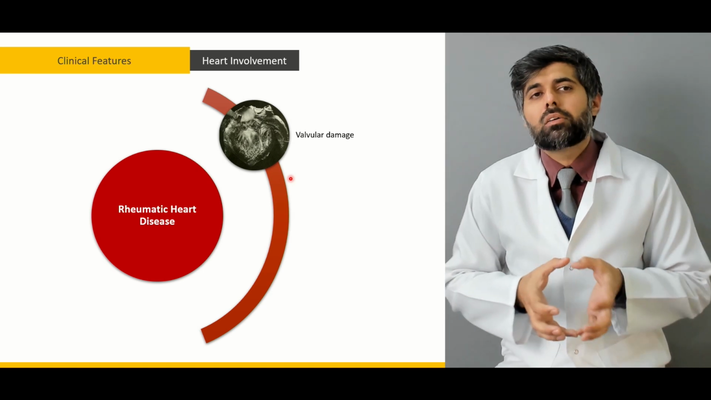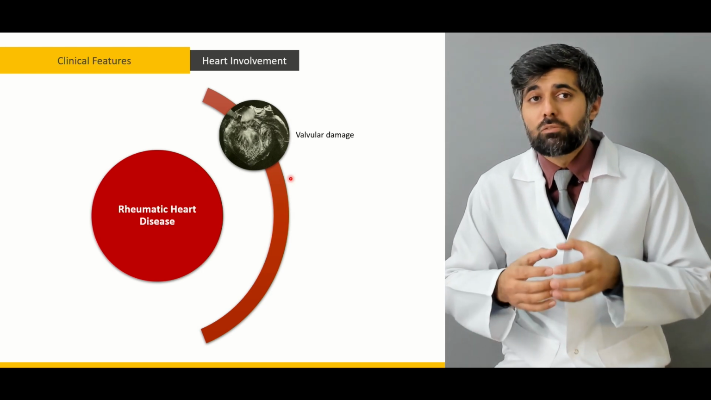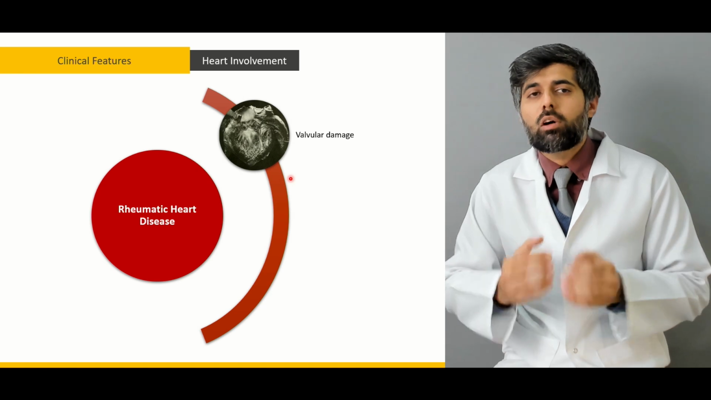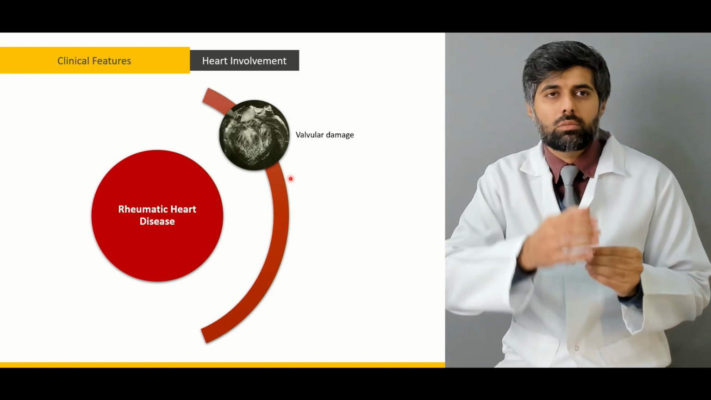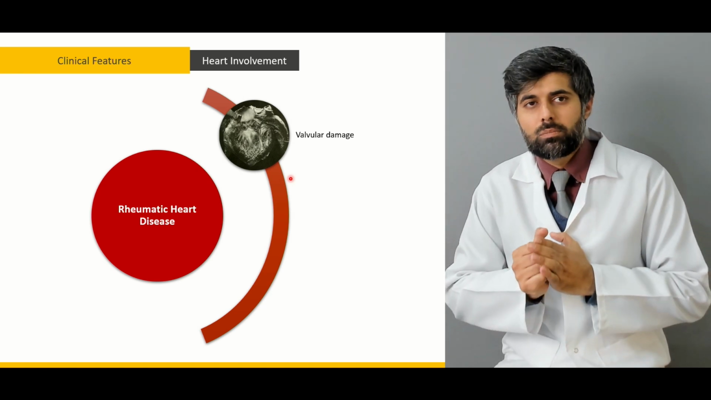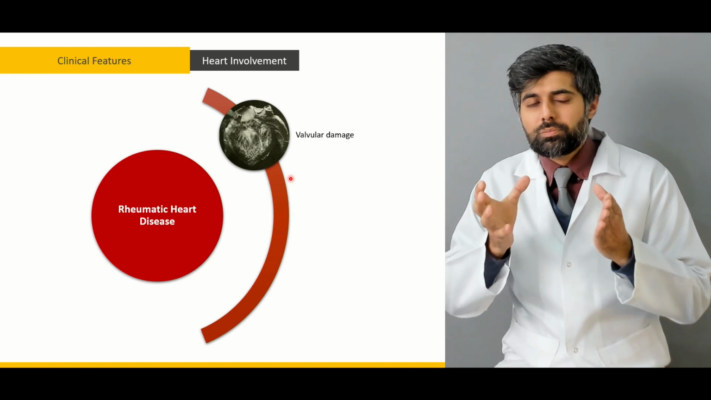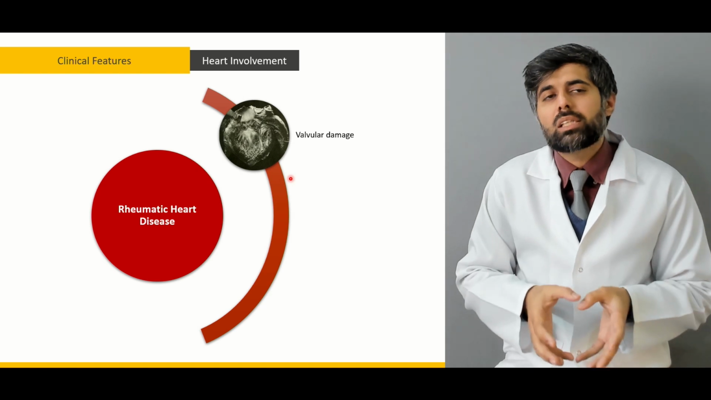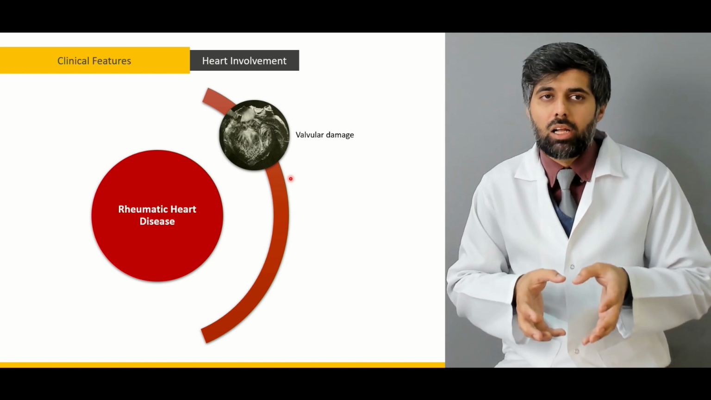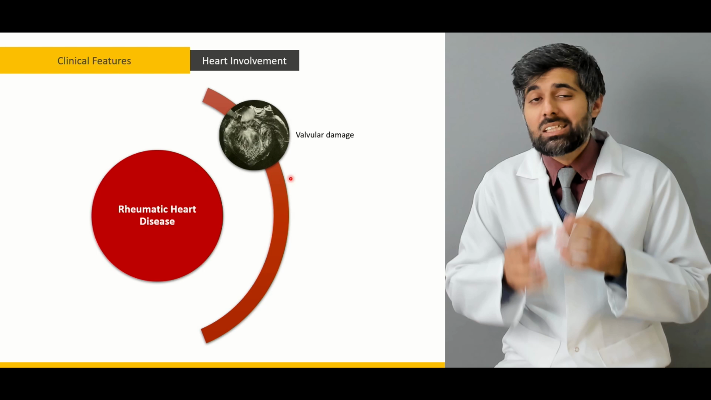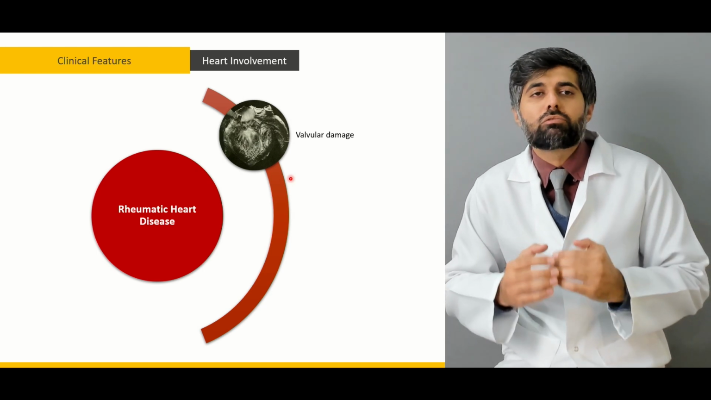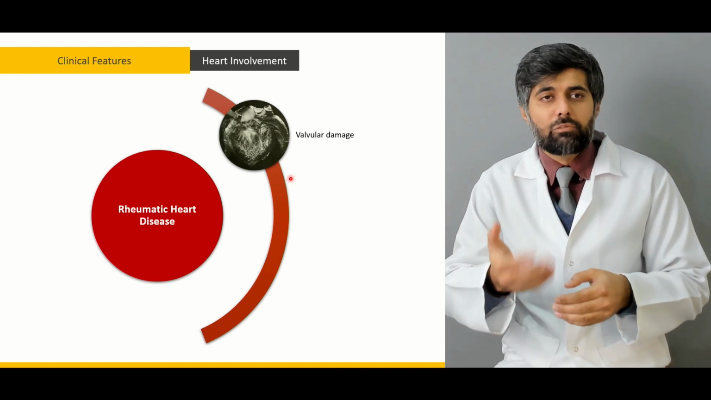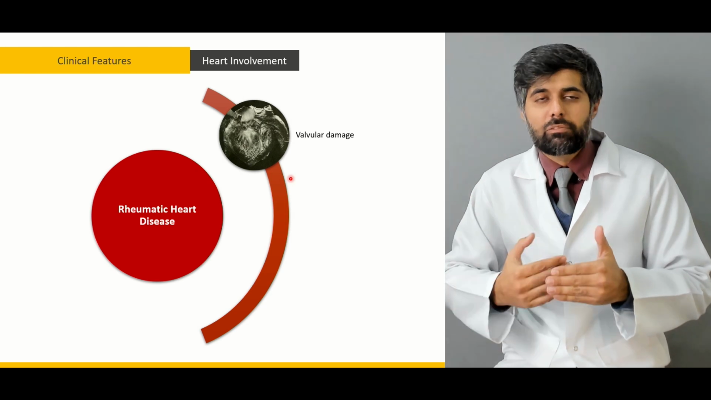In the heart, there are many valves which control the flow of blood from one chamber to another. The valve which is most susceptible to rheumatic heart disease is the mitral valve. The mitral valve is a bicuspid valve which is found between the left atrium and the left ventricle.